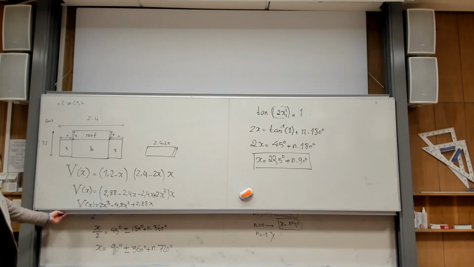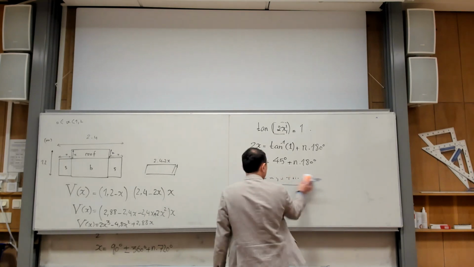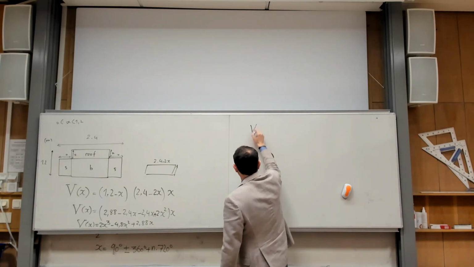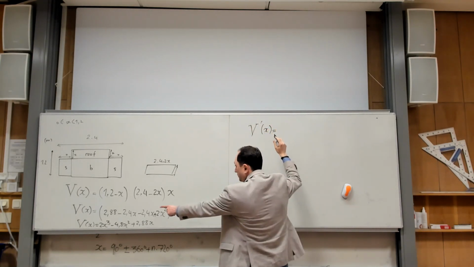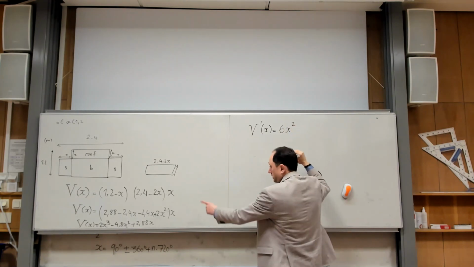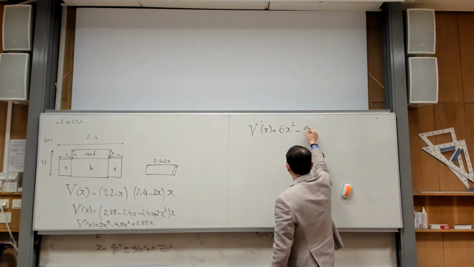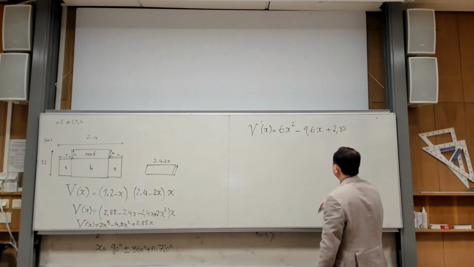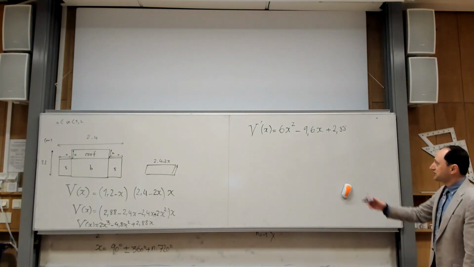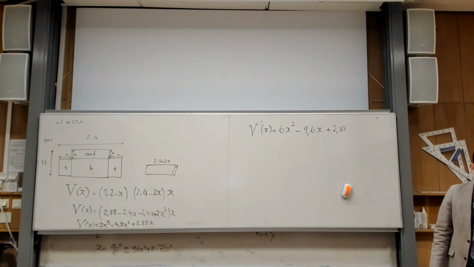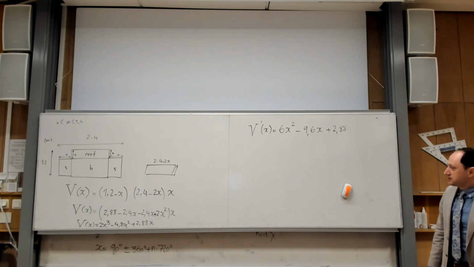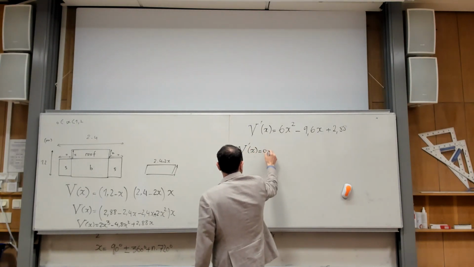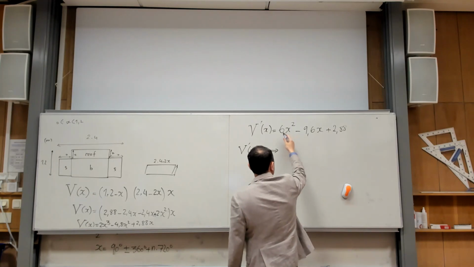Okay, but what I have to do now is take the derivative. So the derivative is equal to 6x squared. The next one becomes minus 9.6x, and the next one becomes 2.88, yes? And this is annoying because now we are solving a quadratic equation with very bad numbers. But anyway, you have access to the calculator. So V prime of x is equal to 0. This gives me this equation equals to 0.